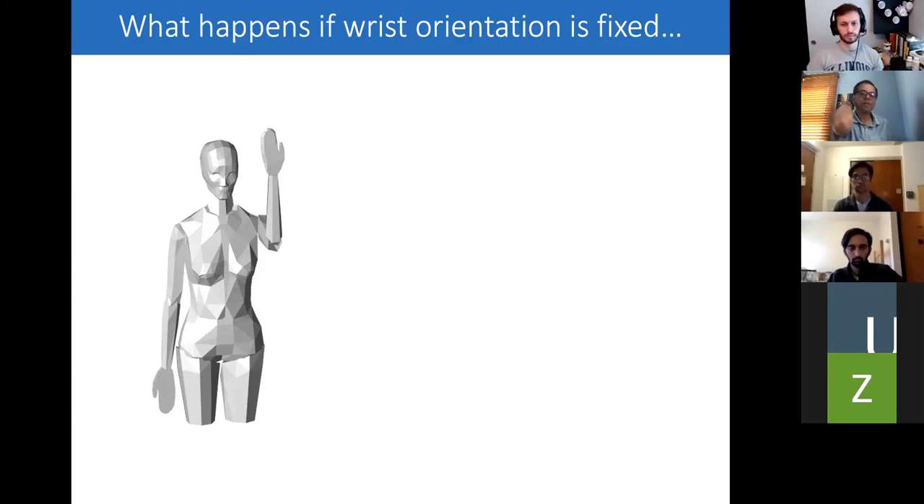Here is the one that I'm thinking about. Okay, this is my orientation of the wrist. Now make a motion which will keep the wrist orientation fixed. You cannot. Right? You make this motion, the wrist orientation has changed. You make this motion, the wrist orientation has changed.